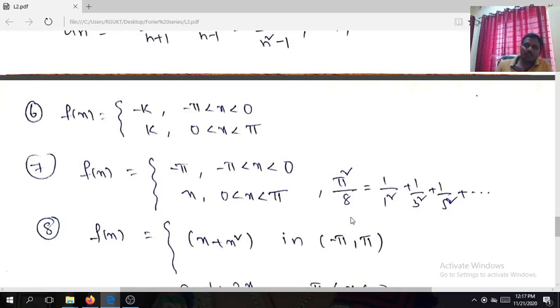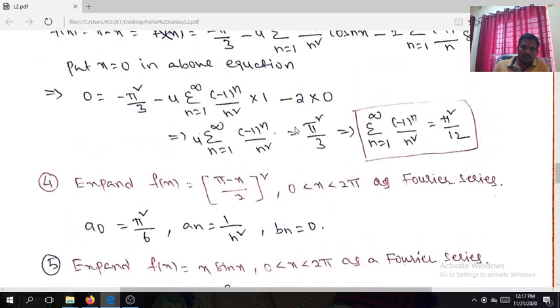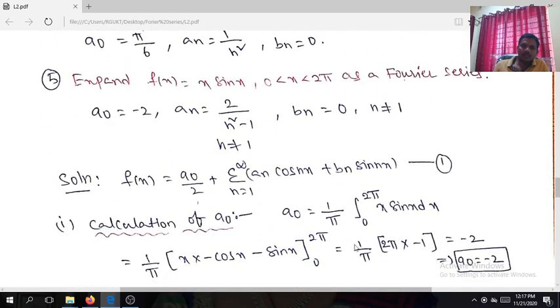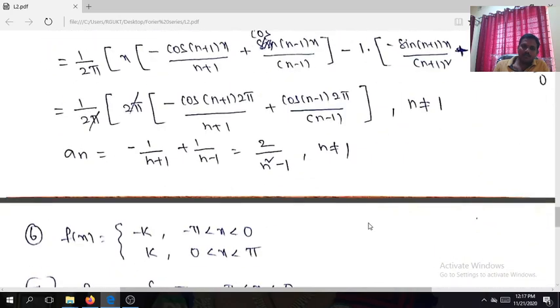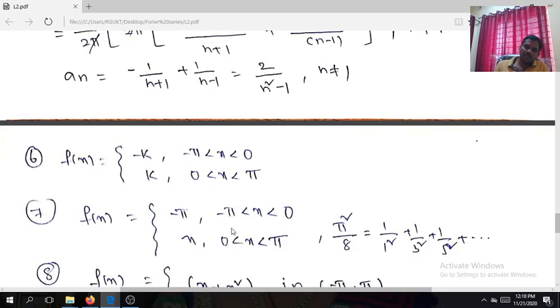You are going to divide the interval. A naught is equal to what you are going to write? Generally, what is the formula for a naught here? Yes, 1 by pi integral 0 to 2 pi you are writing. But here it is minus pi to pi. First it is minus pi to 0, one function is there, 0 to pi is there. 1 by pi into integral minus pi to pi f of x dx. So this can be written as 1 by pi into minus pi to 0 f of x dx plus 0 to pi f of x dx. Separate integration here for this one also.